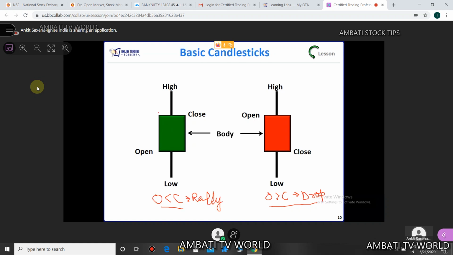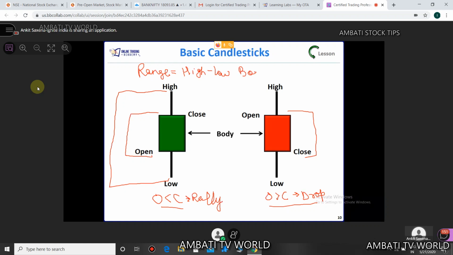Now, secondly, this is your body. Body is the difference of open and close. The difference of open and close is the body of the candle, and the difference of high and low is the range of the candle. So if I talk about range here, please note this down on your notebooks. Range is the difference of high minus low, and body is the difference of open minus close.